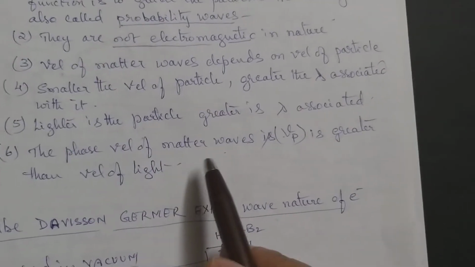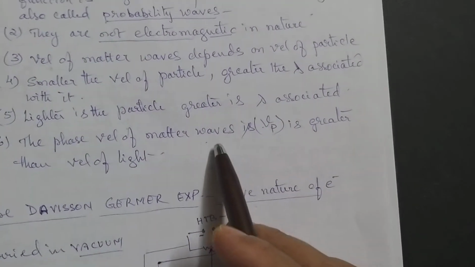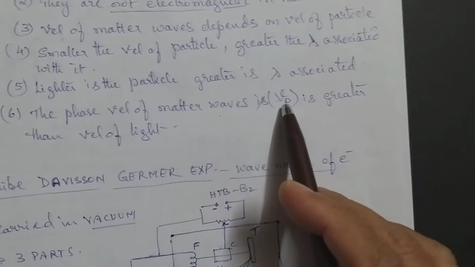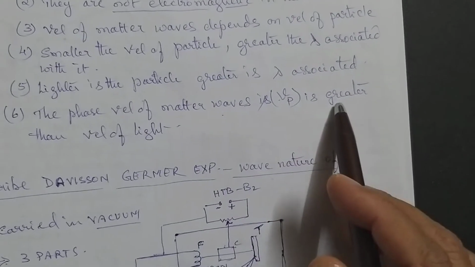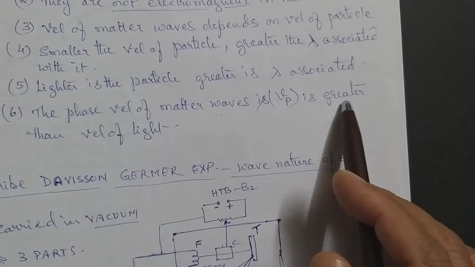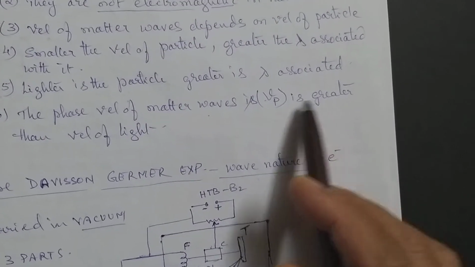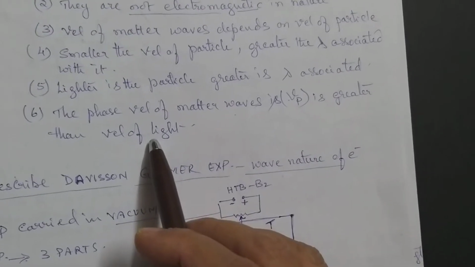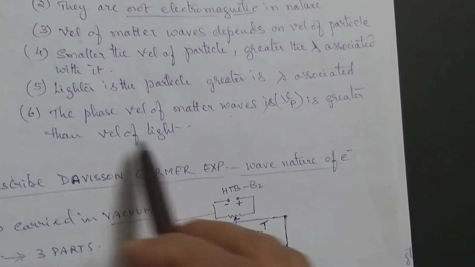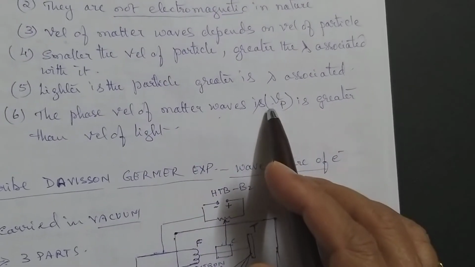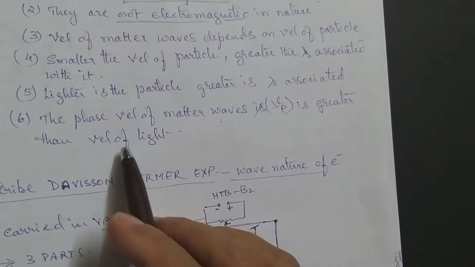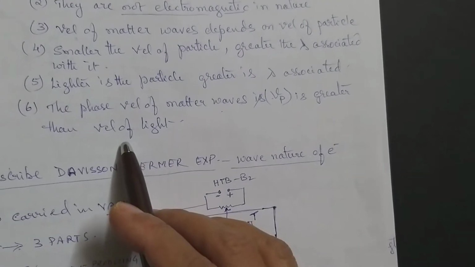The phase velocity of matter waves is called Vp, and Vp, the phase velocity of matter waves, is greater than the velocity of light. Now I will show you a detailed explanation of this aspect. What is phase velocity actually, and how is it greater than the velocity of light?